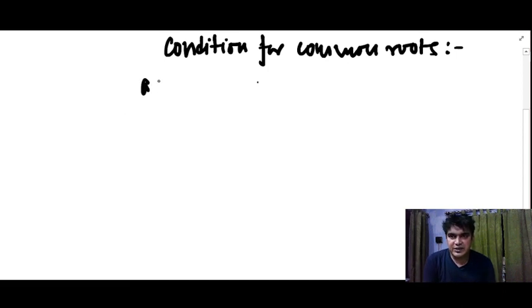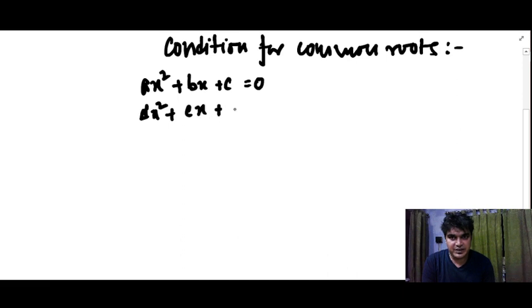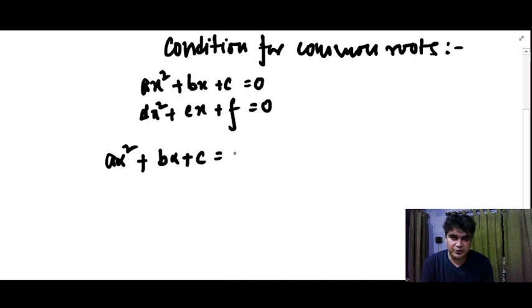One is ax square plus bx plus c equals to 0. Another one is dx square plus ex plus f equals to 0. Now let alpha be a common root for these two equations. So if alpha is a common root for these two equations, we'll have a alpha square plus b alpha plus c equals to 0, and d alpha square plus e alpha plus f equals to 0.